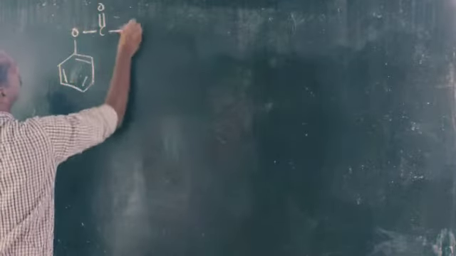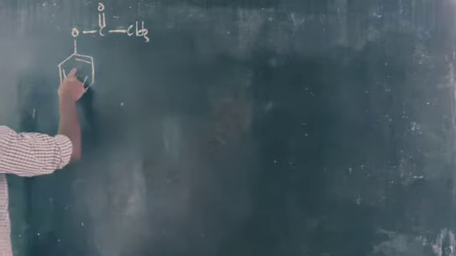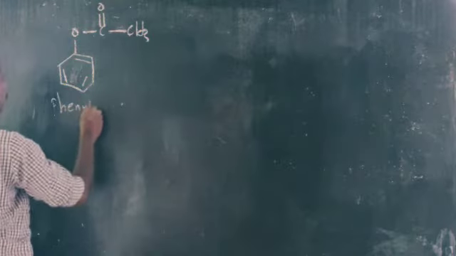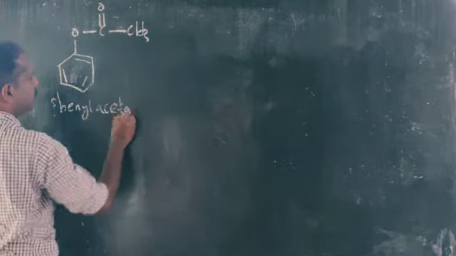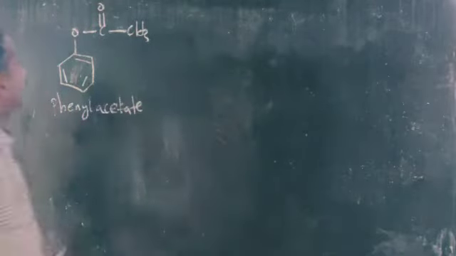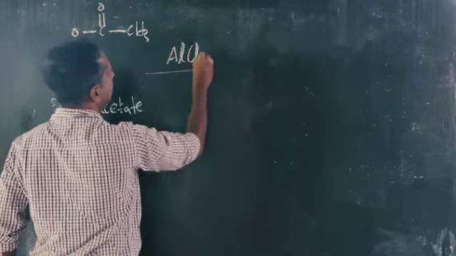Okay, so we start with OCOCH3, RCOOR, but this is a phenyl group. So this is phenyl acetate, a phenyl ester. Okay, when treated with AlCl3, now listen to the mechanism.